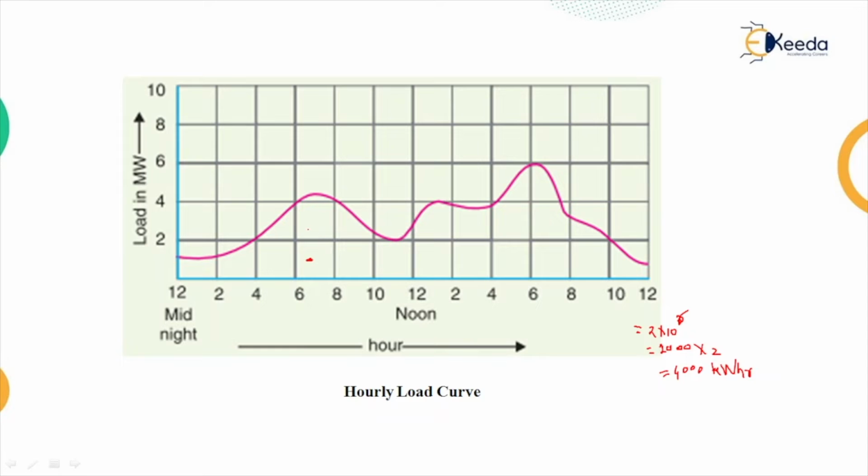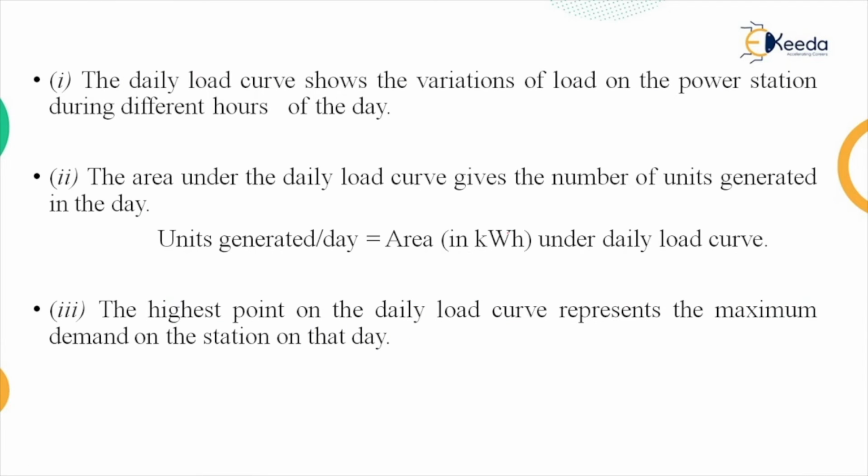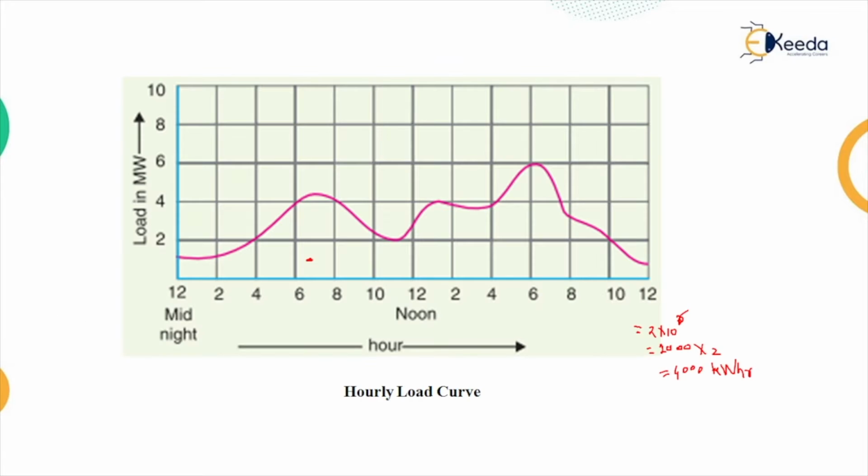There are so many boxes, so we calculate the area, which represents the total units generated in that particular day. The highest point on the daily load curve represents the maximum demand on the station on that day. So this point gives the maximum demand on that day, and on this day the maximum demand is 6 megawatt.